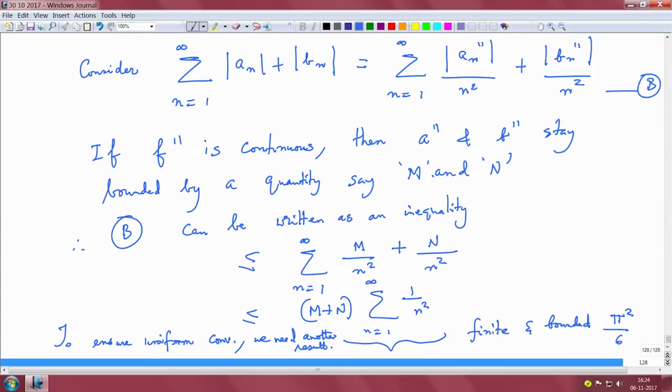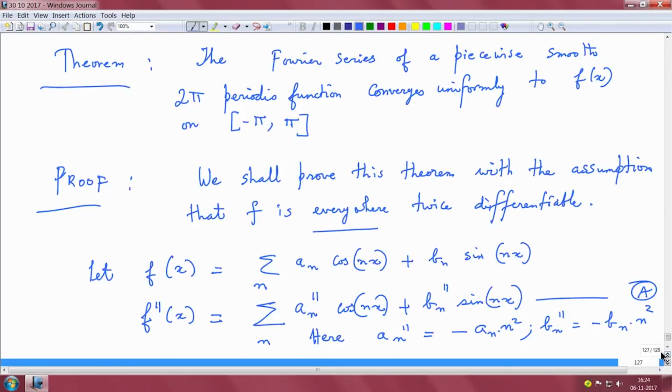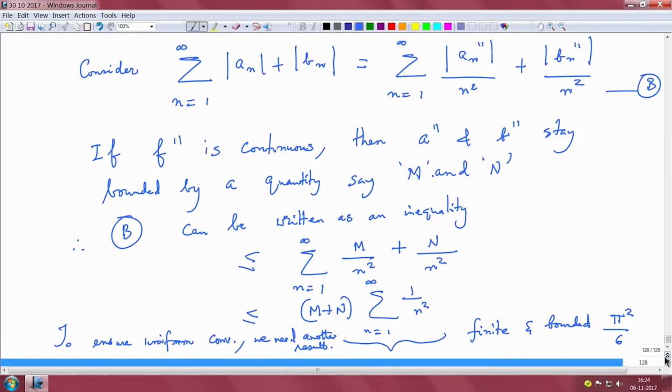Okay. So, this is one part of it. If you look at the statement of this theorem, it says it converges uniformly to f of x, piecewise smooth. So, first we said we want to start with the assumption that it is twice differentiable, and if f double dash is continuous, then the coefficients are bounded by some quantities m and n, and then we replace that bound through an inequality.